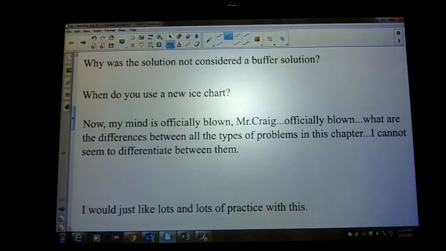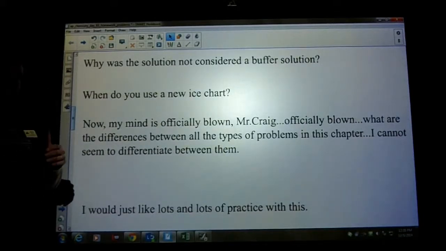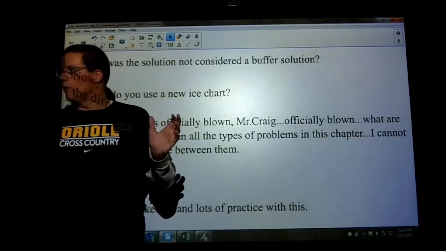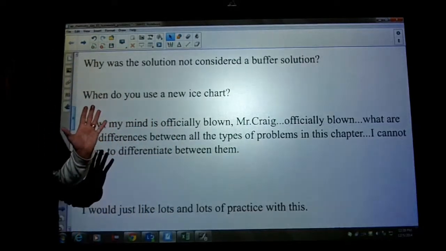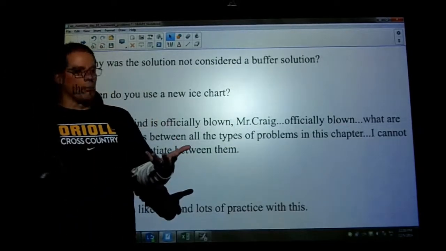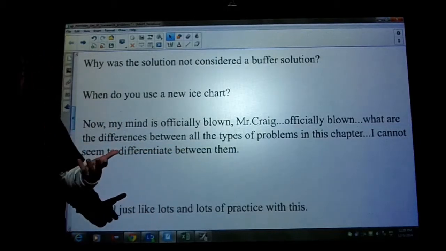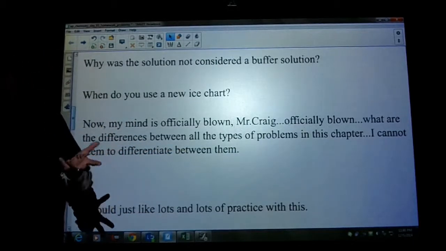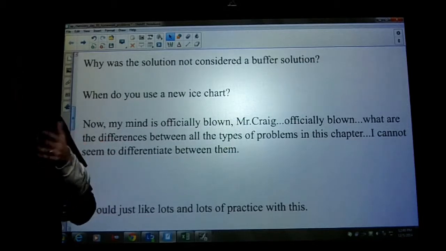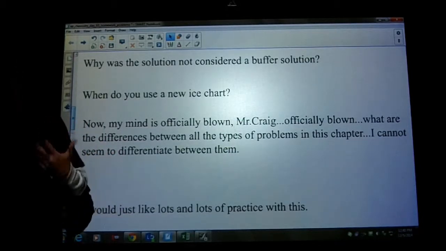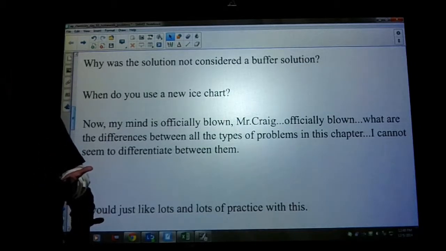What are the differences between all the types of problems in this chapter? I cannot seem to differentiate between them. Good question. The first part of this chapter, we started looking at just weak acids and weak bases, and that was it. And then we started to add something to those weak acids and weak bases, which were what? Salts. But at that time, when I was adding those salts, I didn't call it a buffer. But really what you were doing is you were building a buffer, or making a buffer. We didn't know if it was good or if it was bad, but we were making a buffer.